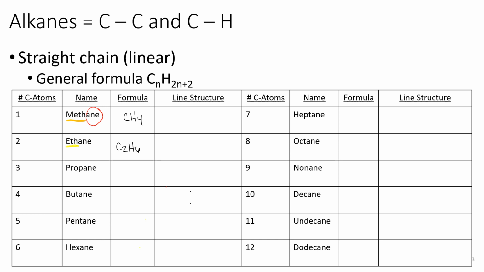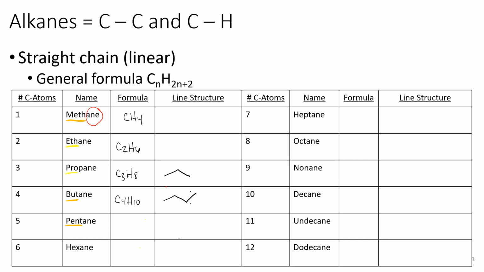If we look at propane, prop is our prefix for 3 carbon atoms. Our formula would be C3H8, and our line structure would have our 3 carbon atoms. If we talk about butane, but represents 4 carbon atoms, so our formula here would be C4H10, and we would have our line structure with 4 carbon atoms.